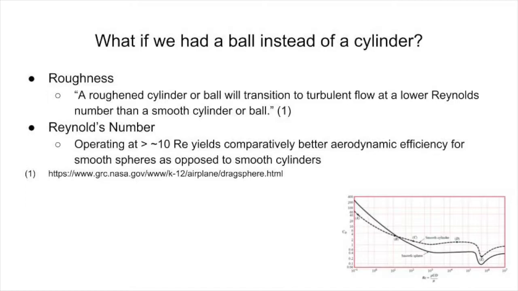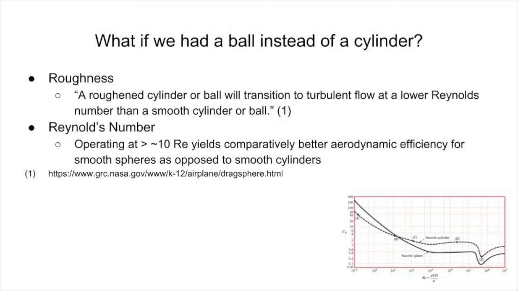One of the main goals of this lab was to see what effects surface texture and Reynolds number had on boundary layer separation and where the flow separated on the cylinder. So we thought it was appropriate to ask ourselves what happens if you use a sphere or a ball instead of a cylinder. And the following information was taken from NASA's website. They did the study on spheres that are smooth and rough and compared it with cylinders that are smooth and rough. And we saw that it did not matter whether it was a ball or a cylinder. If it were rough, it would transition to turbulent flow at a lower Reynolds number, as opposed to a smooth cylinder, which would do it at a higher Reynolds number. So roughness is better for getting to that turbulent flow at a lower Reynolds number.